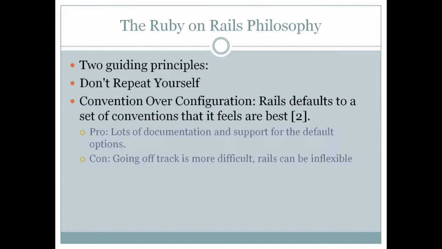The two guiding principles are don't repeat yourself. That's in a lot of software. Don't have 5 different implementations of the same thing all over your code. And the second is convention over configuration. What that means is that Rails chooses a reasonable default and a set of conventions that it feels are best. The pro to that is that there's a lot of documentation and support for the default options, but the con is, excuse my metaphor, if you get off that train and start walking, it's a lot more difficult to get where you need to go. It's inflexible.